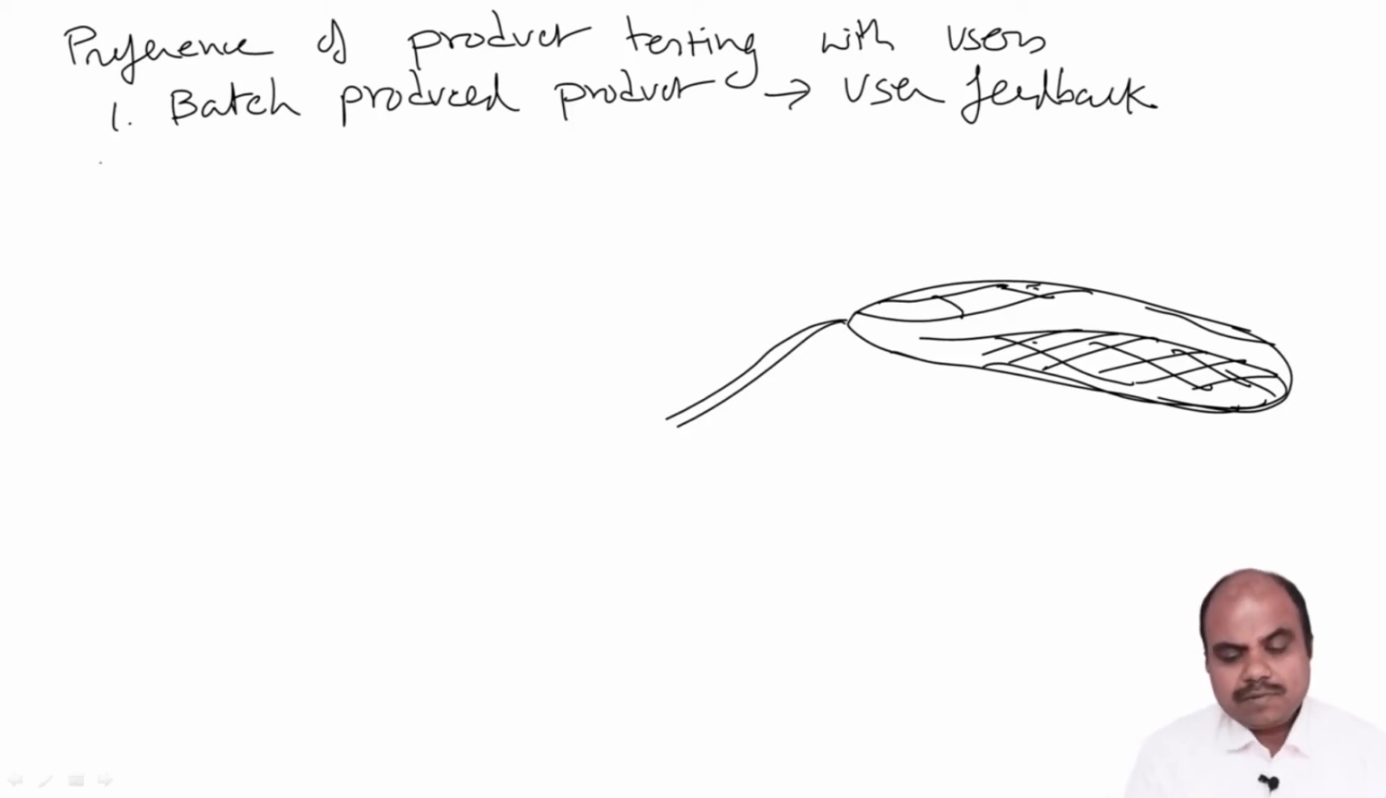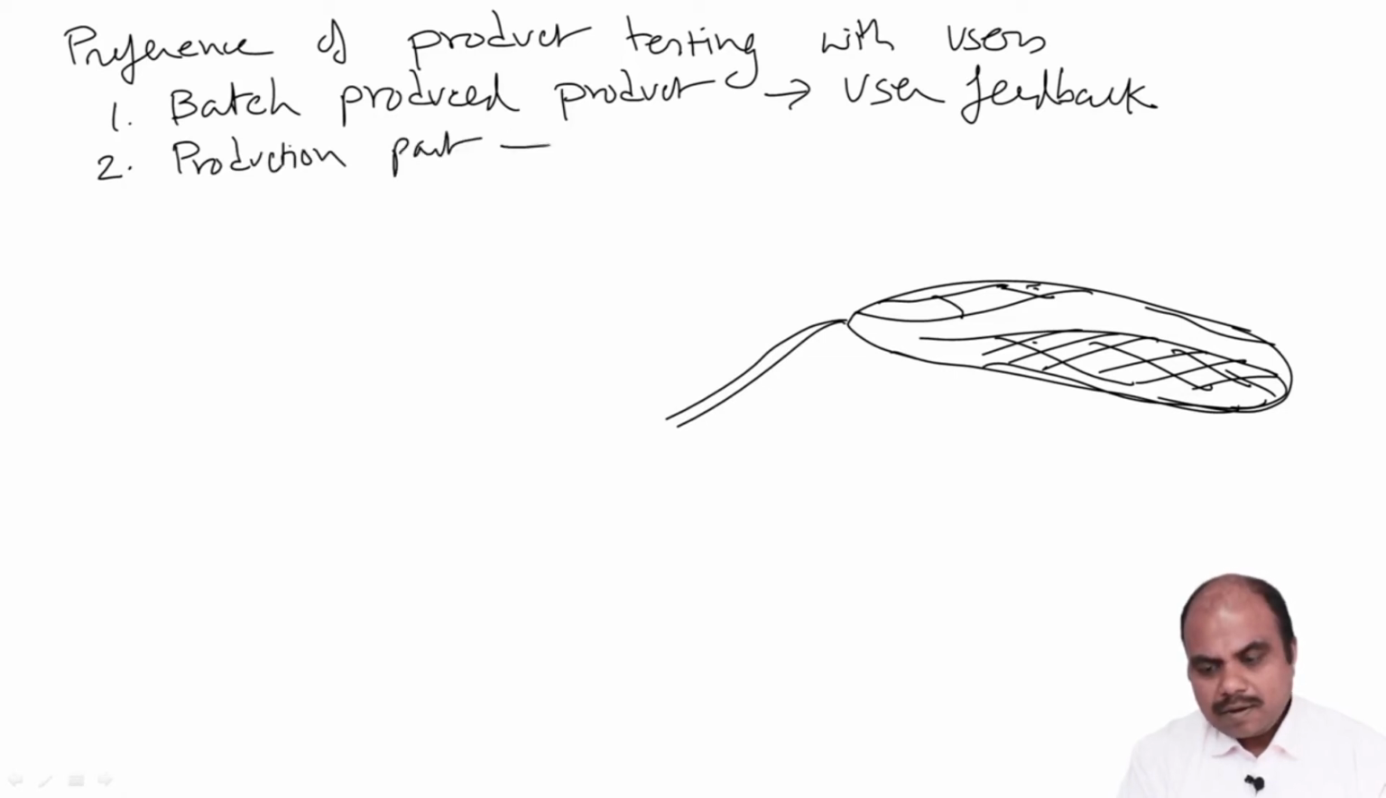In case this is not possible, what is the next step? Next we can have a production part, and we can show this to the user for feedback. Now, if that is also not possible at this stage when we are getting the user's feedback, what we can do is take a working prototype.